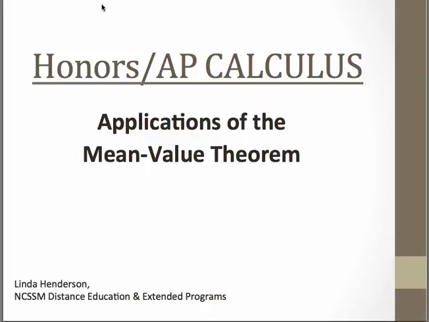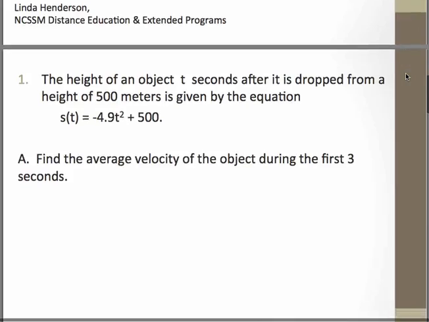So if you think about how that might have implications for applications, we talked about, and you might remember, hopefully, that a derivative gives us an instantaneous rate of change, but a slope will give us an average rate of change over a time period. So what we have with the applications of the mean value theorem is a way to figure out where it is or when it is that the instantaneous rate of change is going to equal the average rate of change. So let's look at a few examples.